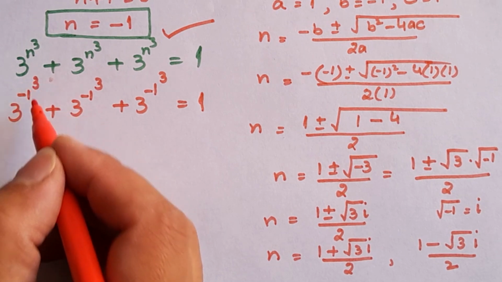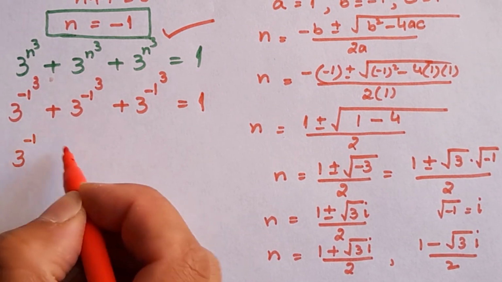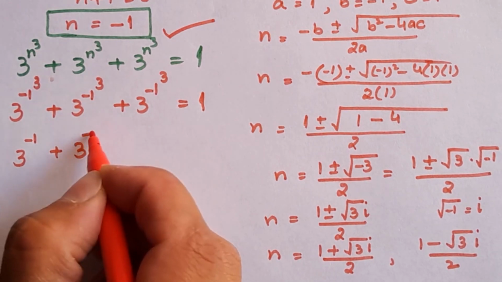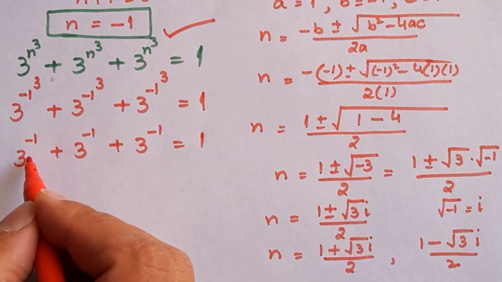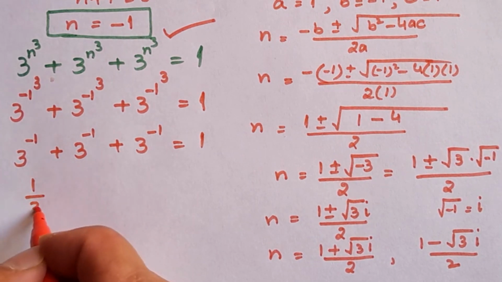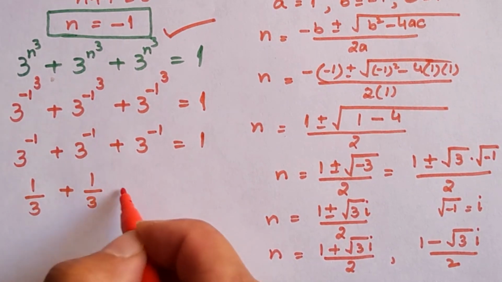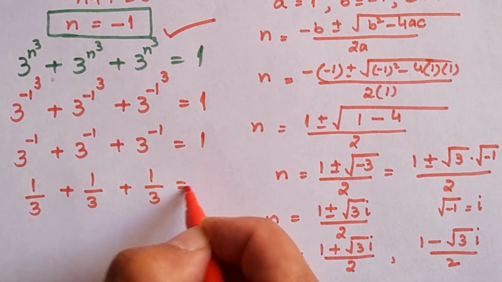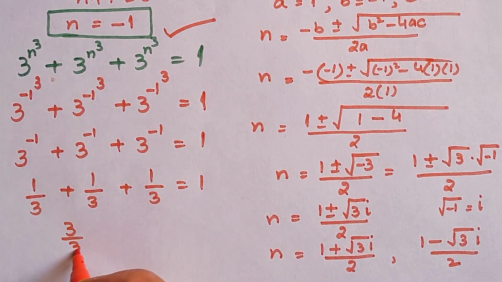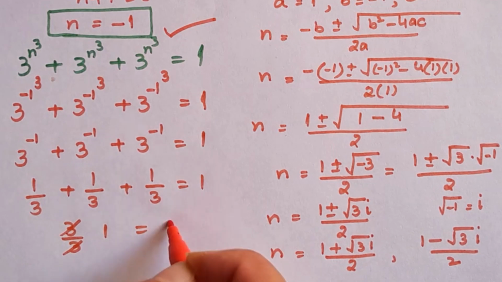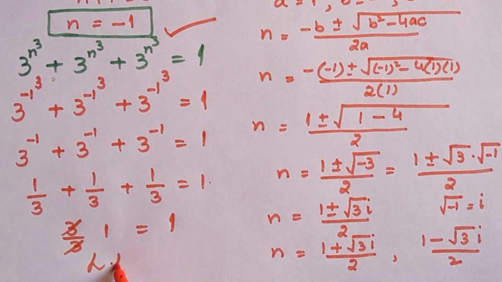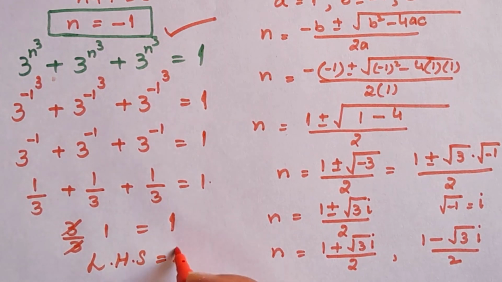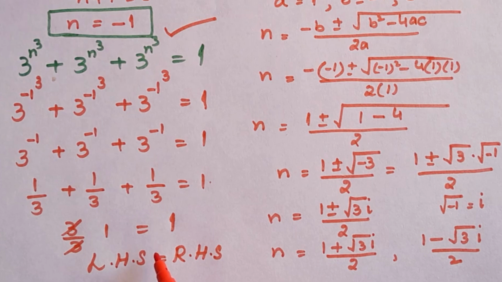Negative 1 raised to the power 3 is equal to negative 1. So 3 to the power negative 1 plus 3 to the power negative 1 plus 3 to the power negative 1 is equal to 1. 3 to the power negative 1 means 1 divided by 3. 1 divided by 3 plus 1 divided by 3 plus 1 divided by 3 gives us 3 divided by 3. 3 and 3 cancel out. 1 is equal to 1, which means the left hand side is equal to the right hand side. It shows that this value n equal to negative 1 is correct and also satisfies the given equation.